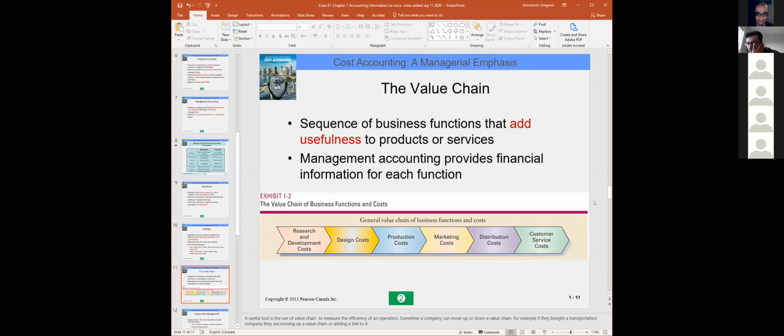Value chain. Now, I noticed at least 7 or 8 people here who are going for their supply chain designation, but we'll talk about supply chain. So who could tell me what a value chain is? You can text it. Generally, the slide's telling us the value chain is the business functions and costs. But how do I expand my value chain? How do I maybe decrease my value chain?